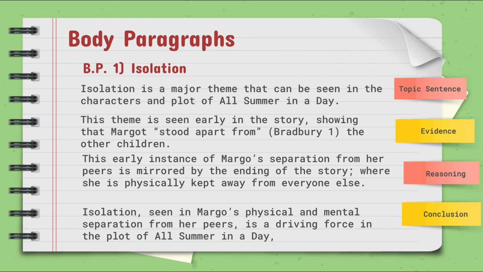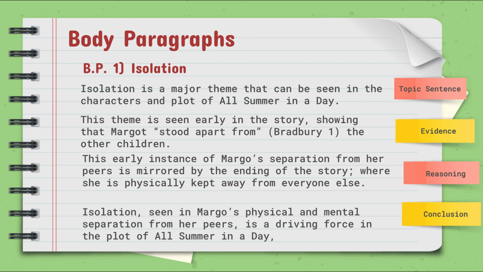So my evidence is, "This theme is seen early in the story, showing that Margot stood apart from the other children." And notice how I blended this quote into my sentence. You don't always have to use the whole quote. You can change it a little bit to fit in with the rest of your writing. Always make sure to cite. So I wrote down the page number, and we remember the author's last name. So we go parentheses, last name, page number, close parentheses. You always want to do that just to avoid plagiarism, and that's the way you're going to do it through high school.